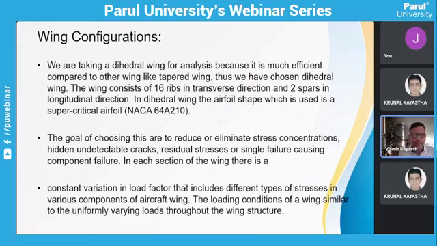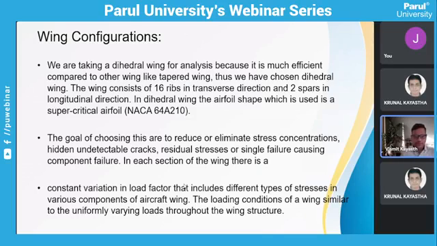Yeah. So talking about the wing configuration, we have the airfoil, that is the basic NACA 64A210. Okay, and moreover we do have the wing as of now with us, that is the dihedral wing. Now moving ahead, the internal parameters that we are going to take into consideration are: the wing consists of 16 ribs in the transverse direction, that is this direction where the wing is elongated towards this way, and we are having two spars to hold up the longitudinal directions.